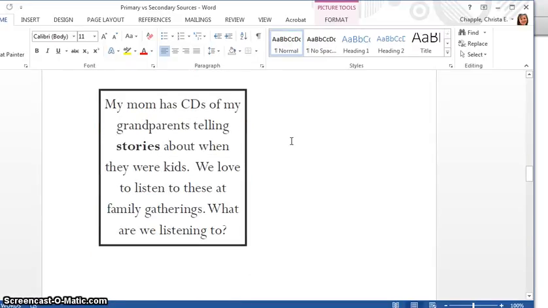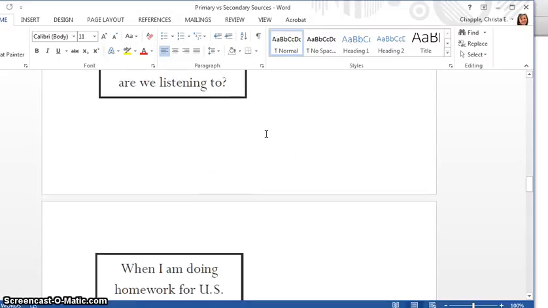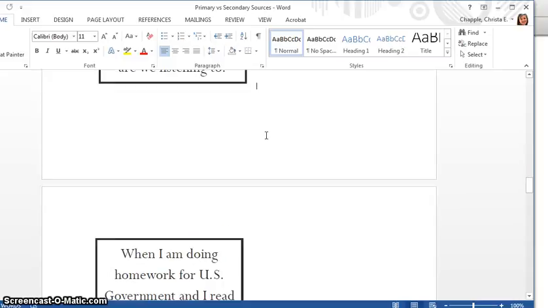All right, let's try another one. My mom has CDs of my grandparents telling stories about when they were kids. We love to listen to these at family gatherings. What are we listening to? Okay, so you're listening to grandparents telling stories about themselves when they were kids. Okay, that's not secondhand. That's the primary source telling stories. So those are primary sources. That's called an oral history too.